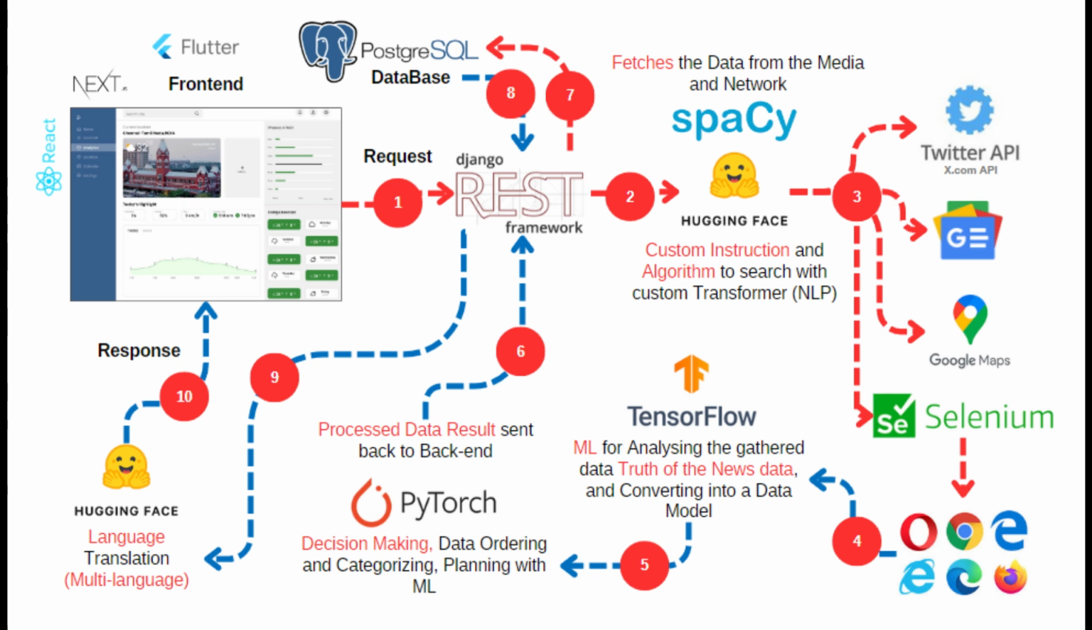Step 8. Data fetching from database. The data required by the user is fetched from the PostgreSQL database via the backend and REST API and sent to the frontend. Step 9. Processed data response. The processed data, which has been categorized and structured for disaster response, is sent back to the frontend. Step 10. Language translation, multilingual support.